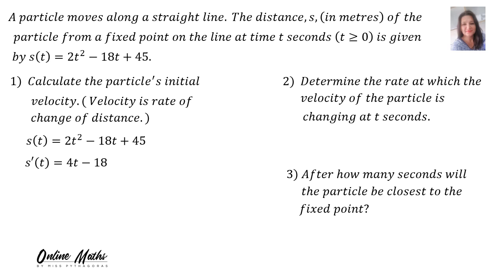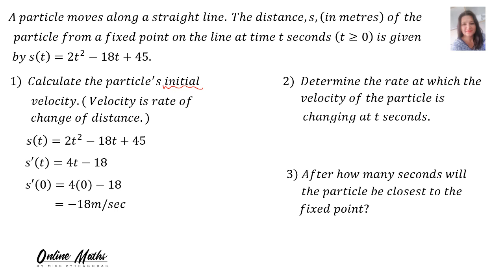The question says calculate the particle's initial velocity. That means this is at time t equals 0. Therefore, in t's place, you substitute 0 and the answer is minus 18 meters per second.